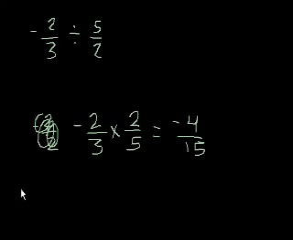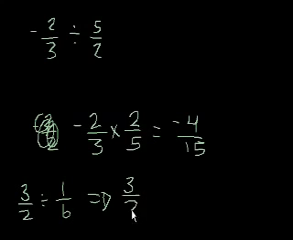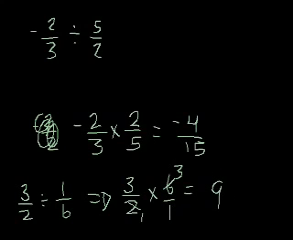What is 3/2 divided by 1/6? Well, that's just the same thing as 3/2 times 6 over 1, which equals, let's see, 3 and a 1. We just divided the 6 by 2 and the 2 by 2, so that equals 9.